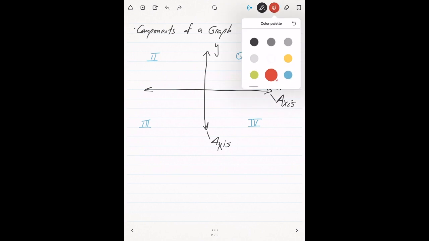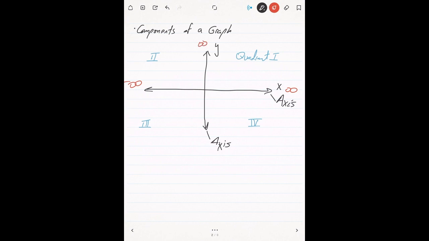You'll notice that when you're over on this side, the x-axis goes towards infinity, and when you're on this side, the x-axis goes towards negative infinity. When you're on the top portion of the graph here, the y-axis is going towards infinity, and then down here the y-axis is going towards negative infinity.